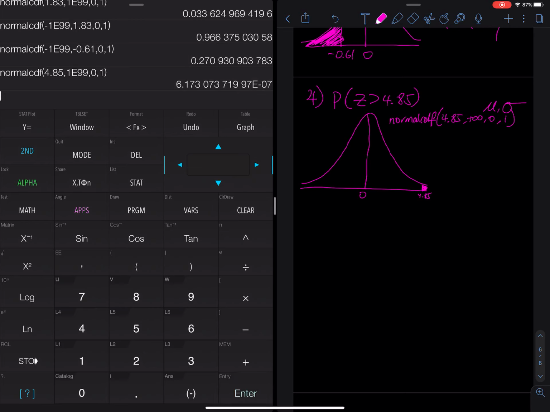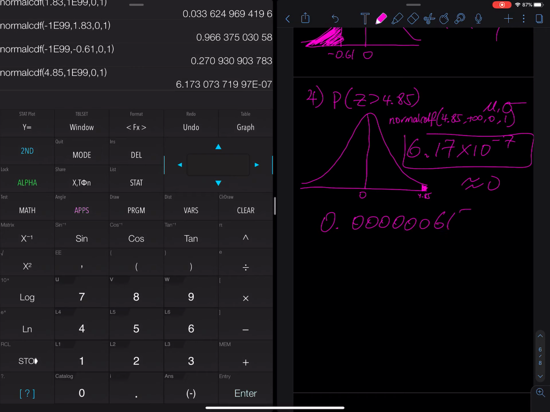So we have that. Do you see that there is an E minus 7? This is scientific notation. So the way we write this is 6.17 times 10 to the negative 7. This is your probability. That means the probability is very close to 0. If you want to put this to decimal, 0.000000617, that is approximately equal to 0. Because the cut is pushed almost all the way to the right, so the probability is very, very tiny. You almost are not able to see it, right? It's very tiny.